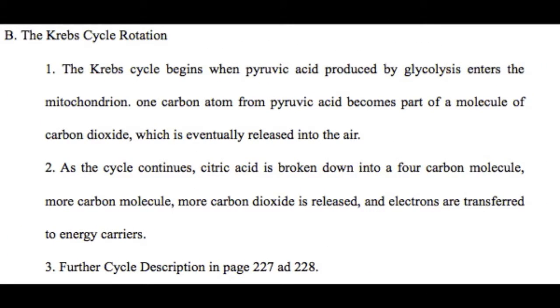The Krebs cycle begins when pyruvic acid produced by glycolysis enters the mitochondria. 1 carbon atom from pyruvic acid becomes part of a molecule of carbon dioxide, which is eventually released into the air. As the cycle continues, citric acid is broken down into 4-carbon molecules. Then carbon dioxide is released and an electron is transferred to energy carriers.